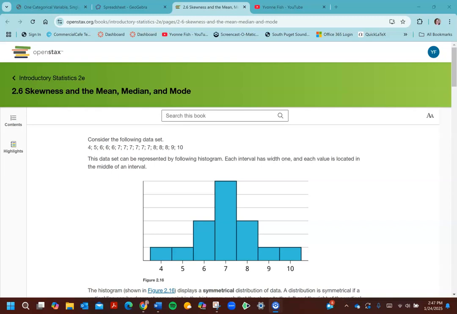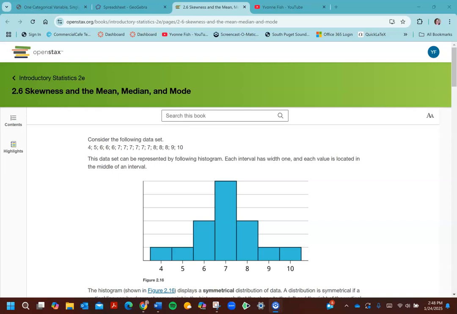In this video, we're going to talk about skewness and the mean, median, and mode, and measures of the spread of the data. So these are in 2.6 and 2.7 of your textbook.